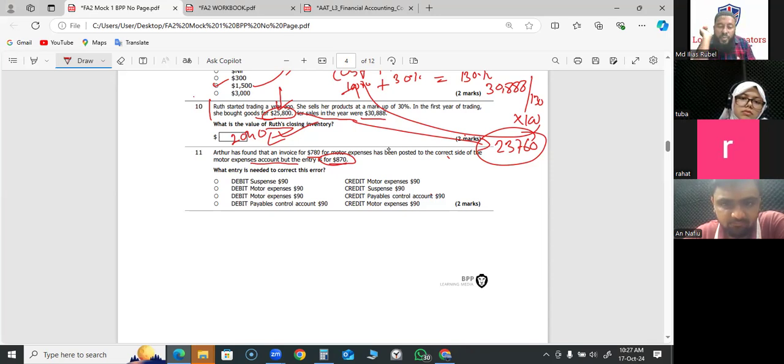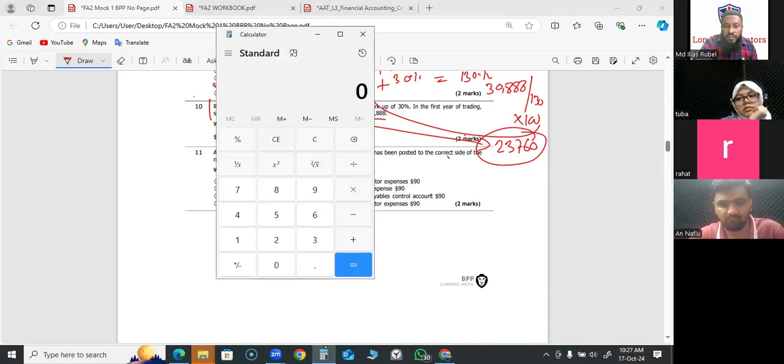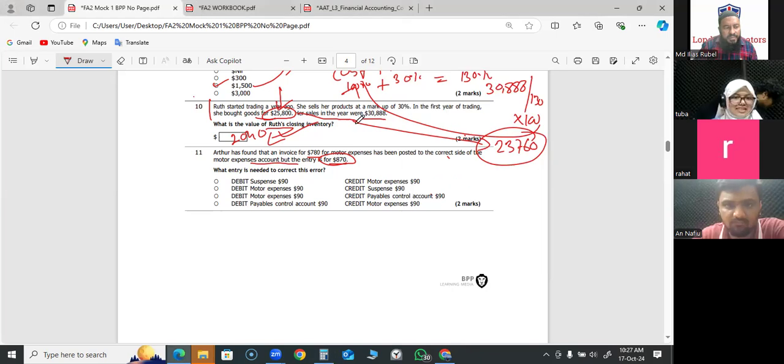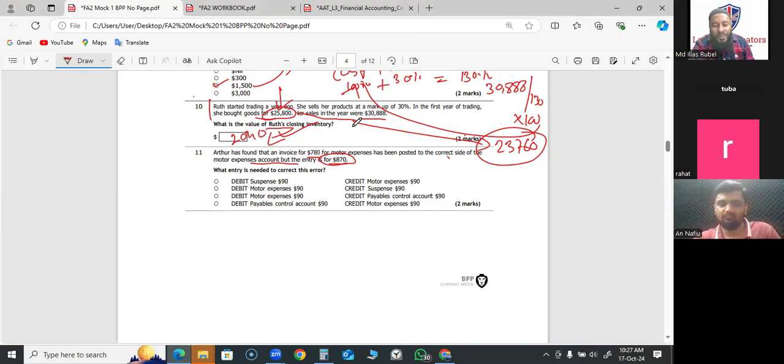This is a suspense account question. What do you think should be the answer? Let me go through a little explanation. It is good to get the difference first. 780 versus 870, the difference is 90. I don't need my calculator. Olin says A with a question mark. Nafiu says A. Okay, let's go through A.